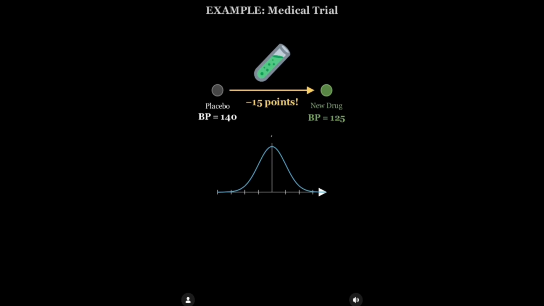Now imagine a medical trial. A new drug lowers blood pressure by 15 points. The p-value, 0.001, highly significant. This result is so extreme, it's very unlikely to happen by chance.